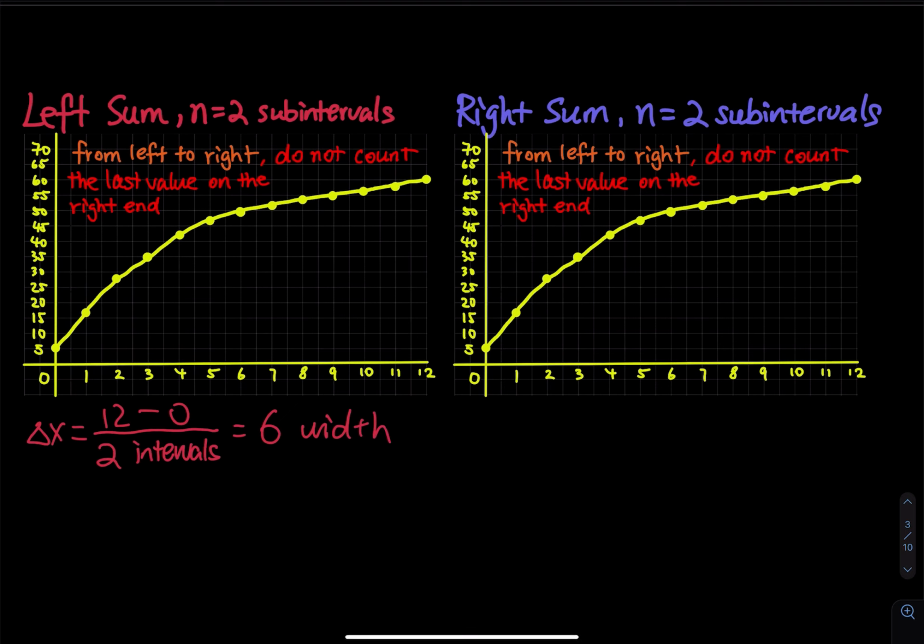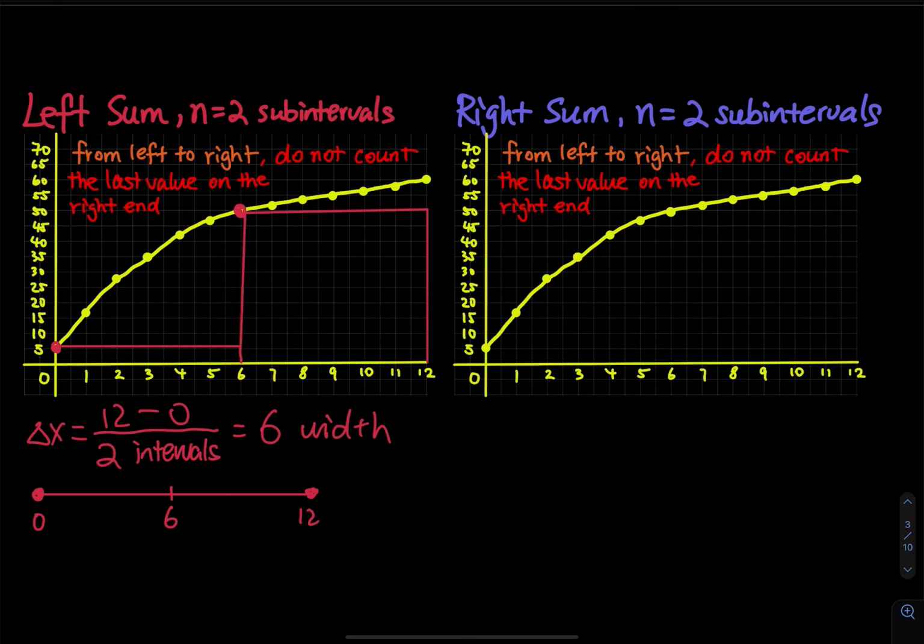And then from left to right, we have a 0, and then we have a 6, and then we have a 12. So two intervals. From 0 to 6, we will have this. And when x equals 6, we have this point, and then we extend all the way to 12. So these are the two rectangles.